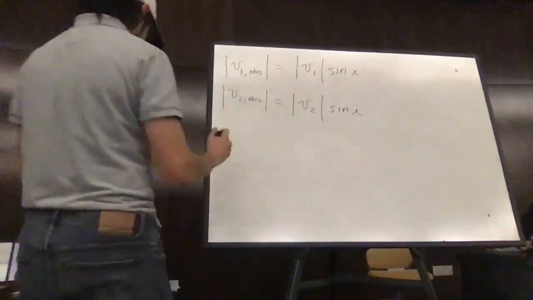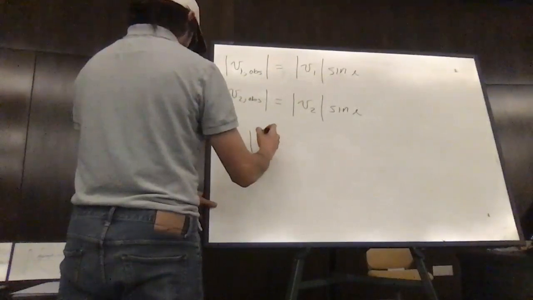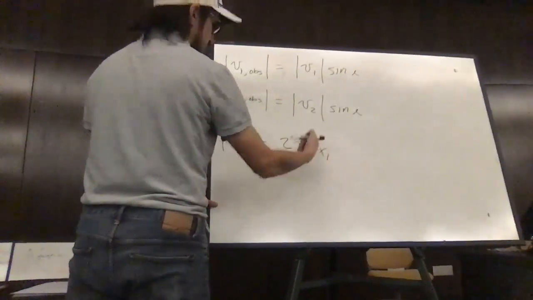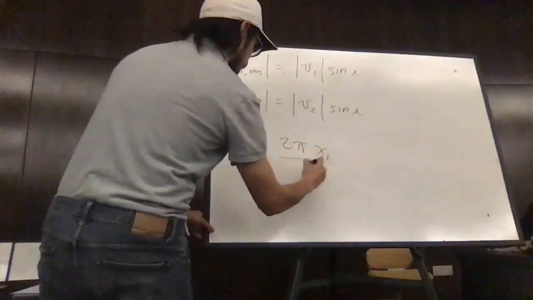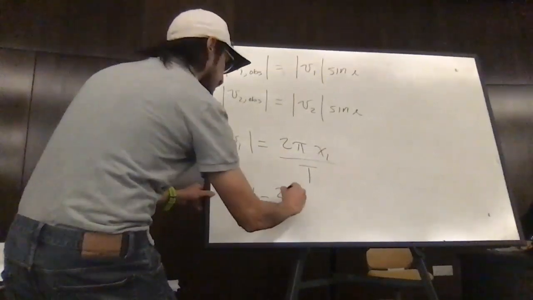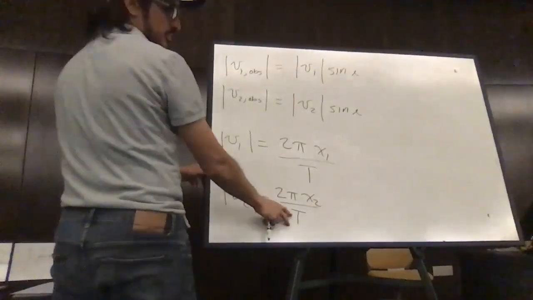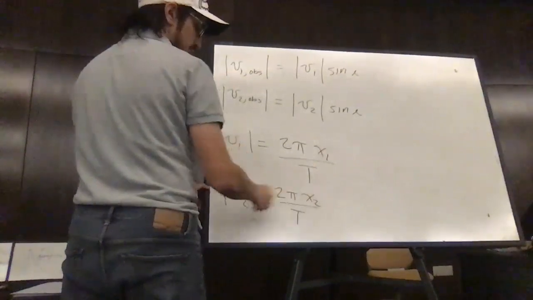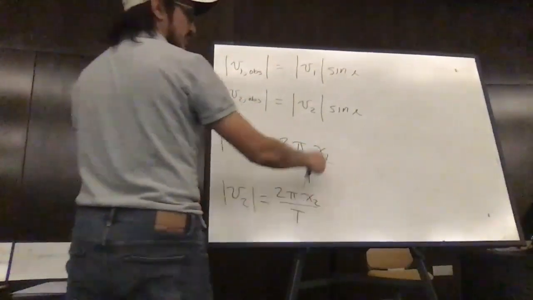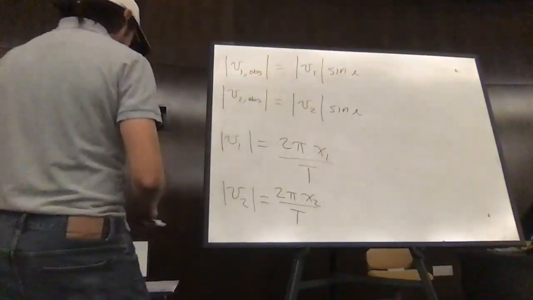So V1 is going to be 2 pi x1 magnitude over the period. And V2 is 2 pi x2 over the period. So the period, we can measure it. So essentially the velocities are proportional to the semi-major axis of mass 1 and 2.